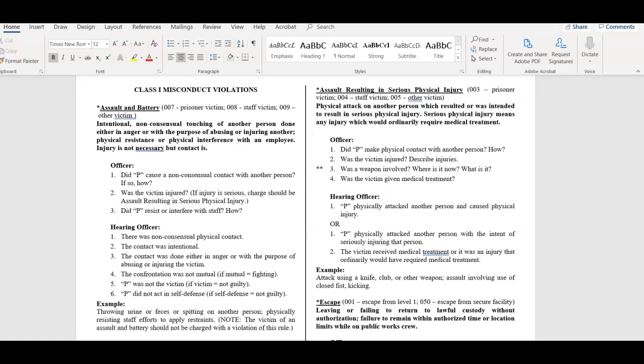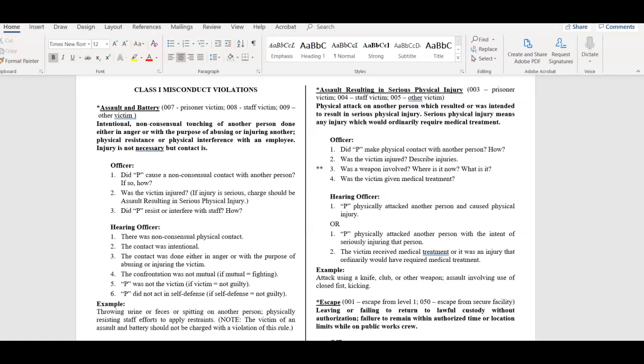So let's just look at assault and battery, and we have decided that a prisoner is the victim. So on the misconduct report, we would put assault and battery, and we would put the number 007. Before we fill out our incident report, we want to reread what assault and battery means. Intentional, non-consensual touching of another person done either in anger or with the purpose of abusing or injuring another. Physical resistance or physical interference with an employee. Injury is not necessary, but contact is.